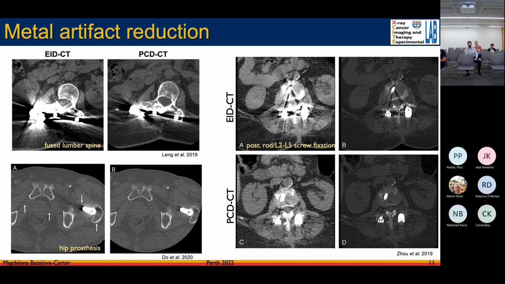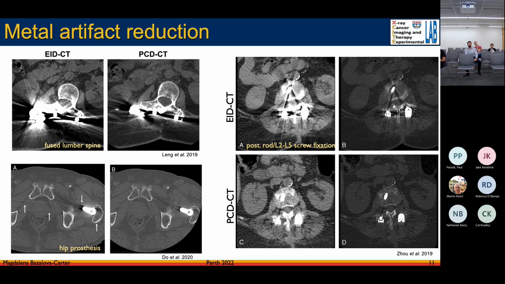And here's the last patient data, for a patient with a posterior rod and L2 to L5 screw fixation. So you see a lot of hardware in the patient. And if you image the patient with EID-CT, it's really difficult to see what's in the middle, in between the metals.